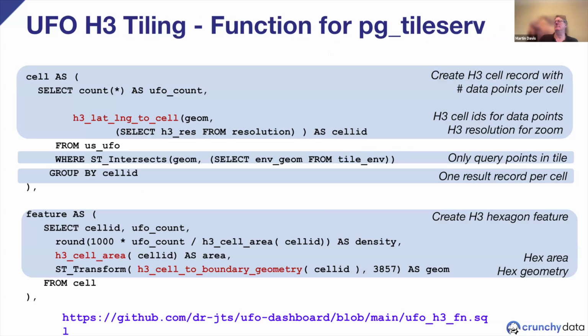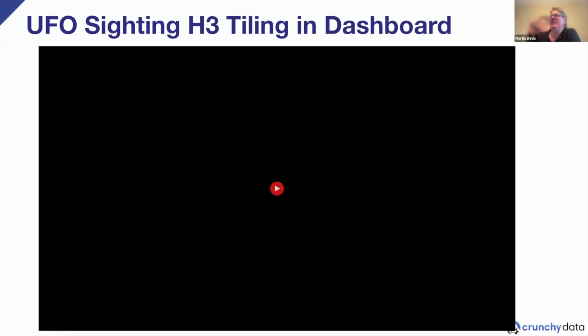So here's a similar function. I'm just showing the code. In this case, the points are grouped by their H3 cell ID, and then the cell ID of each grouping is used to generate the hexagonal geometry. And then we attach the cell area to that geometry. We can also use that to compute a density value for the cells, and then we can display that in the dashboard.